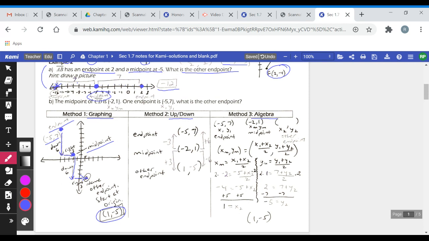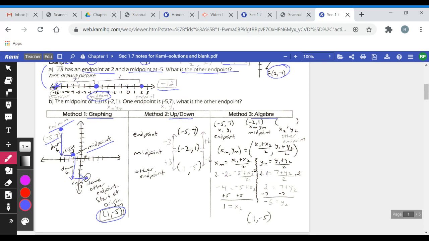So the second method is the up-down way. I would say probably most people like to do it that way, just as it's shorter and less work. But you just have to make sure you understand it. And if you end up understanding the algebra better and you like algebra better, then feel free to do it that way, even though it's a little more work. You want to do what makes most sense to you.